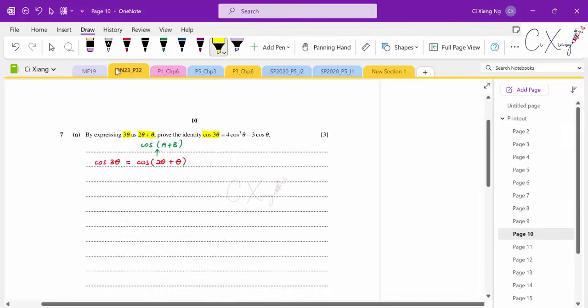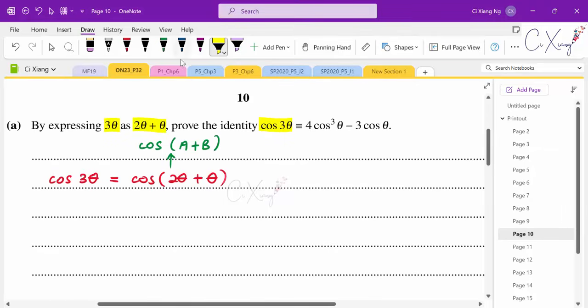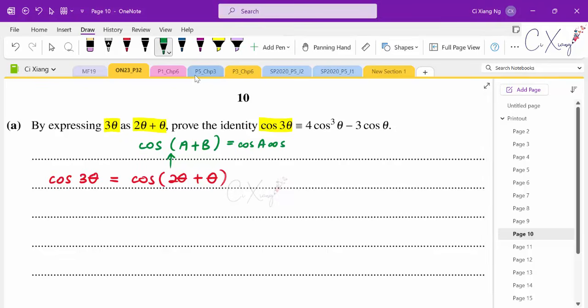So we go back to our solution here. If I write it out, it should be cos A cos B minus sin A sin B. Apply this formula in my solution. My A is 2 theta, B is theta. So how I can continue from here is, I will have cos A cos B. So cos A, which is 2 theta, cos B, which is theta, then minus sin A sin B, so sin 2 theta, sin theta.